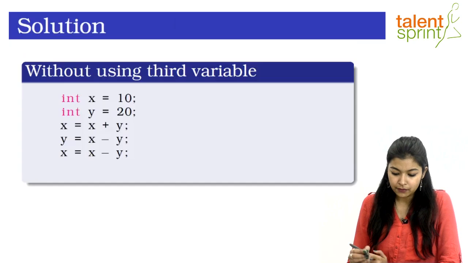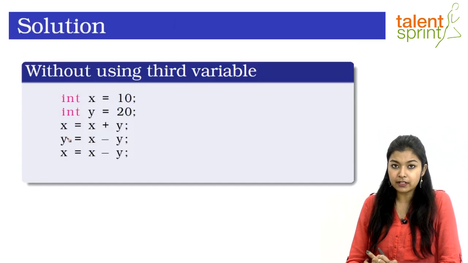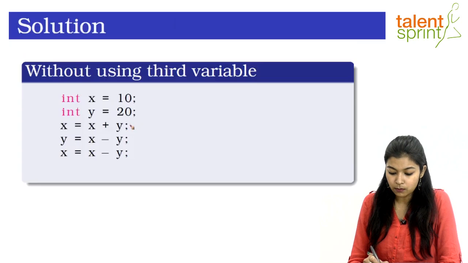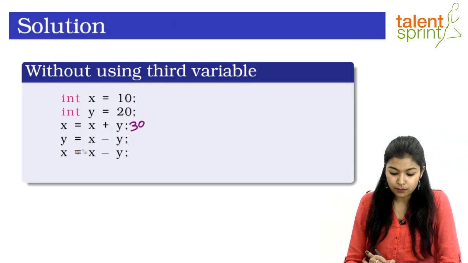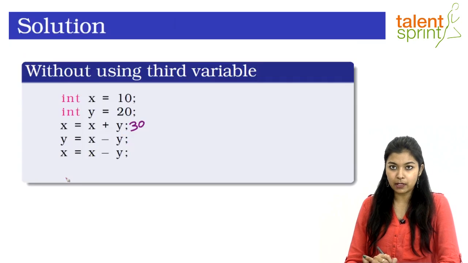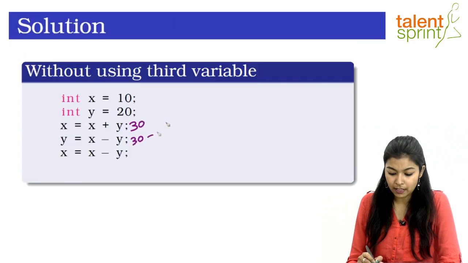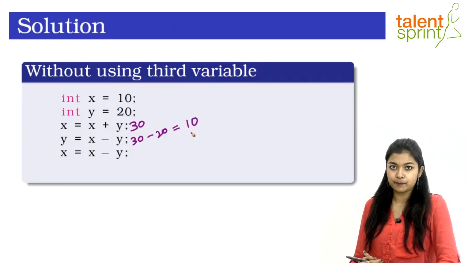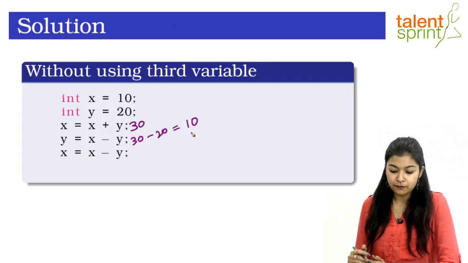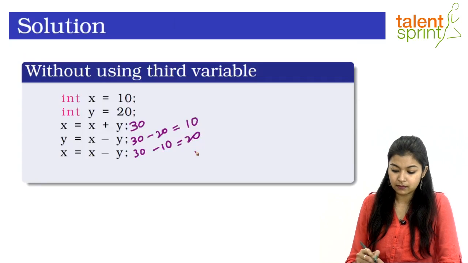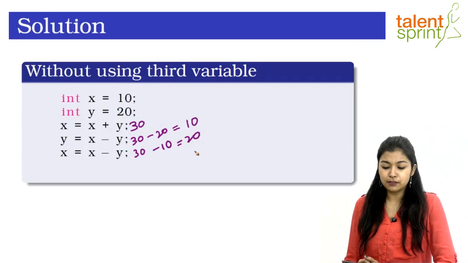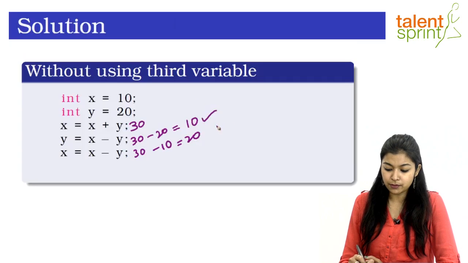So in the first step, we are storing x plus y in the variable x. So x now holds 30. In the second step, we are storing x minus y in y, which means 30 minus 20. So now y has 10. And as the final step, we store x minus y in x, that is 30 minus 10. So as you see, by the end of the program, we have y equal to 10 and x equal to 20.